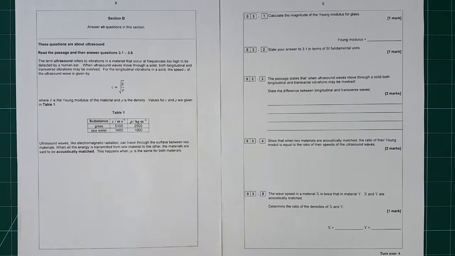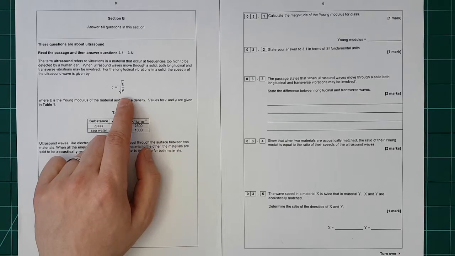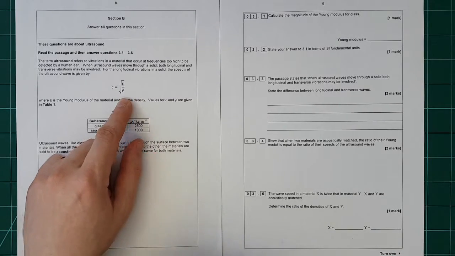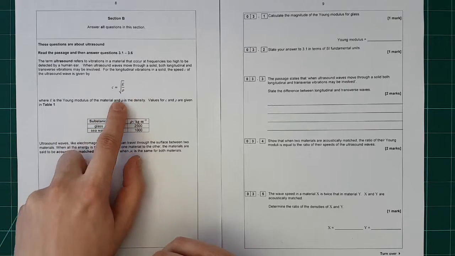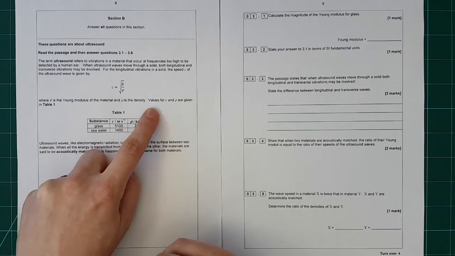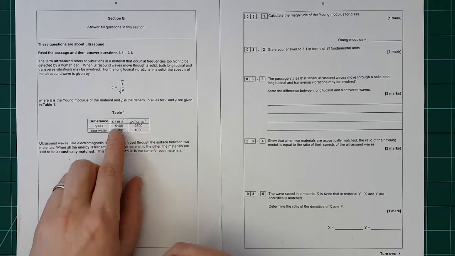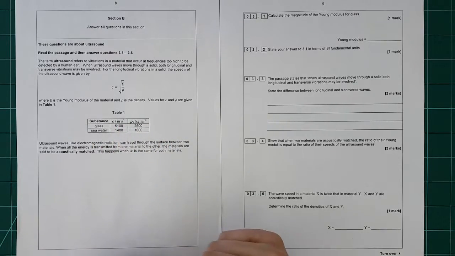So the term ultrasound refers to vibrations in a material that occur at frequencies too high to be detected by the human ear. When ultrasound waves move through a solid, both longitudinal and transverse vibrations may be involved. For the longitudinal vibrations in a solid, the speed c of the ultrasound waves is given by this. Okay, so it's telling you the formula, and you're going to have to interpret it later. E is the Young's modulus and rho is the density. Values for c and rho are given in the table, so we've got glass and seawater here.